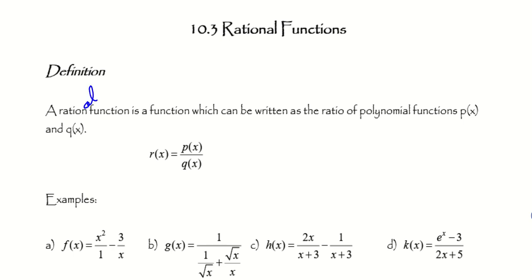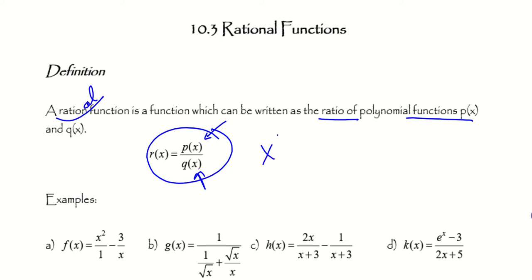So that should say rational. A rational function is a function that can be written as the ratio, which looks like a fraction, of polynomial functions. So in a rational function, we should be able to write that as one fraction with a polynomial on the top and a polynomial on the bottom. And as such, you have x to the n, where n would only be an integer. So only powers of x that have integer exponents.